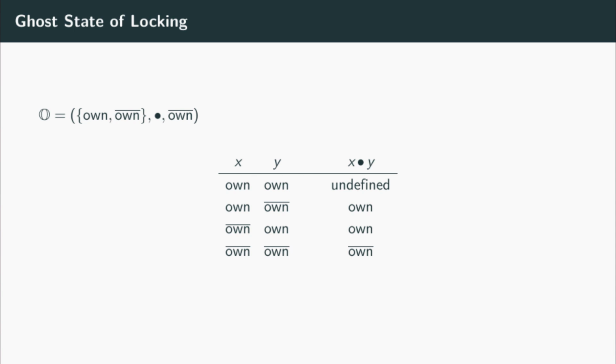Modern work on separation logic uses PCMs to model host state in addition to heaps. Here I show the ownership PCM that models mutually exclusive locking. The value own signifies that a thread owns the lock, while the value not own, displayed as own with overbar, signifies that the thread does not own the lock. The join computes lock ownership of the parent thread from those of the children, and is given in the table. The own value is capturing and two own values cannot be joined, and the result is undefined to model exclusivity of locking. Two threads cannot own the lock simultaneously.